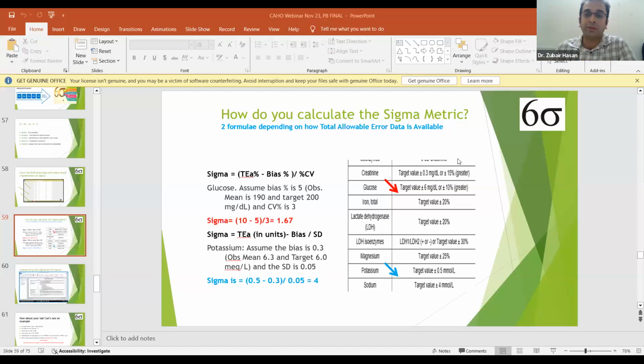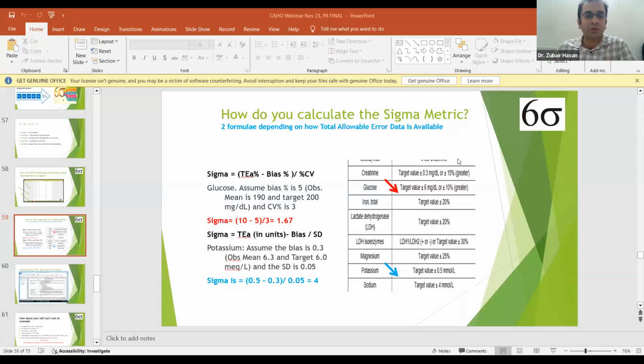Yeah. CV is what you achieve and bias is from the EQAS. CV is from your internal CV. If you do monthly tracking, then you should use the CV that you're achieving on a monthly basis. And bias is from the EQAS program. That can be one way. That's commonly done. A lot of people do it like that, using bias from the EQAS performance and CV from your monthly CV performance. Okay.